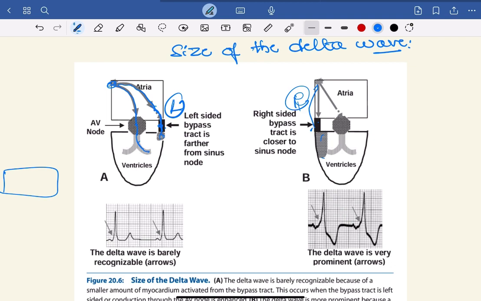So there is little depolarization of the ventricles. The amount of ventricle depolarized by the bypass tract is very small. So you get small delta waves or no delta waves. That means these bypass tracts can be concealed, they are not recognized on the ECG, because the delta waves depend upon the amount of ventricle depolarization.